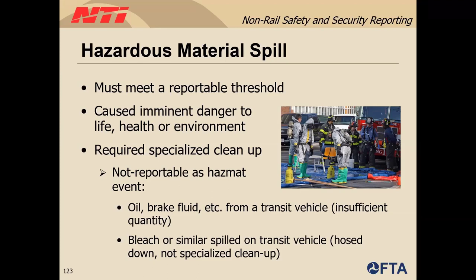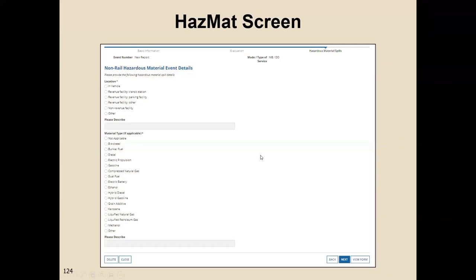And this is actually from a real event we had many years ago: a bleach container carried onto a vehicle breaks open and the vehicle is evacuated due to fumes. While it's still reported, it's not reported as a hazardous material spill. That would be reported as an other safety event because no specialized cleanup crew would be required. So this is a sample of the hazmat screen.